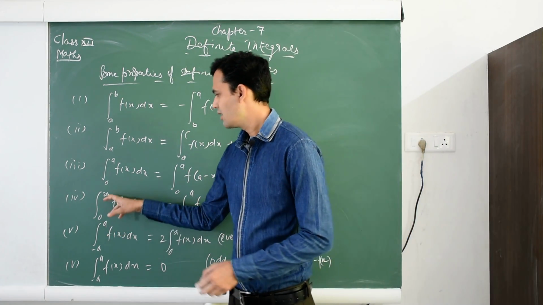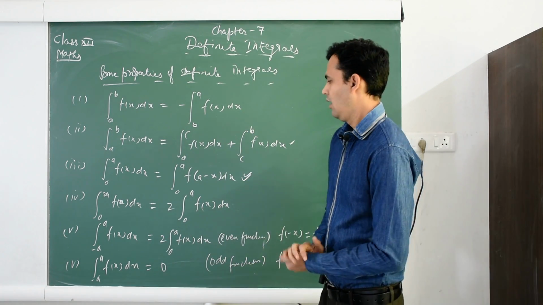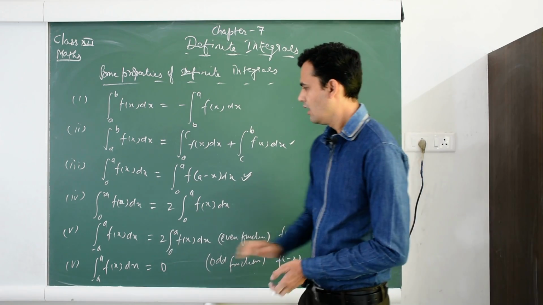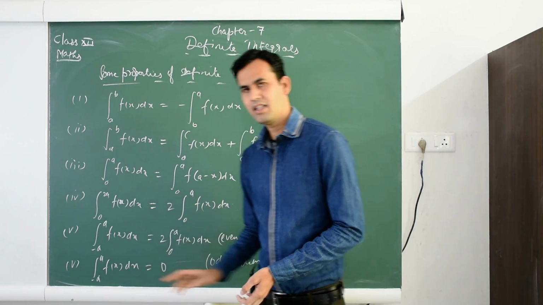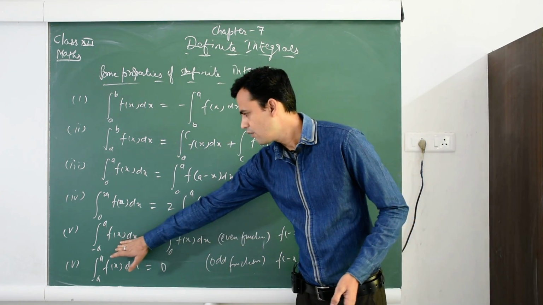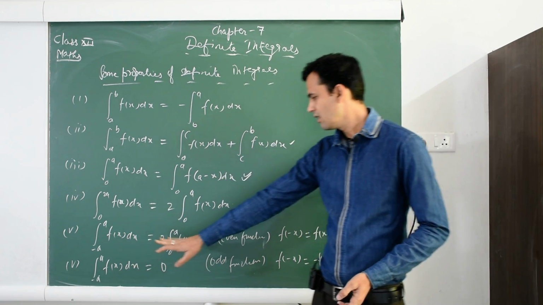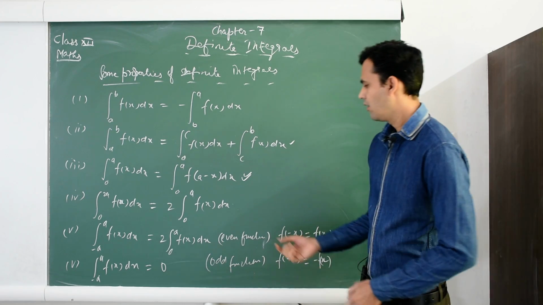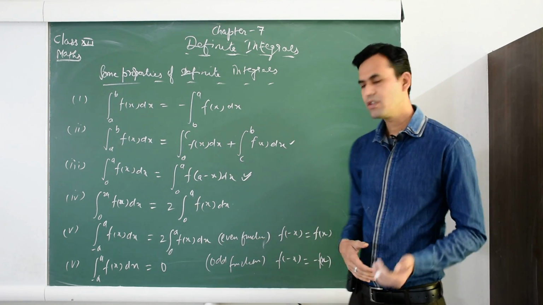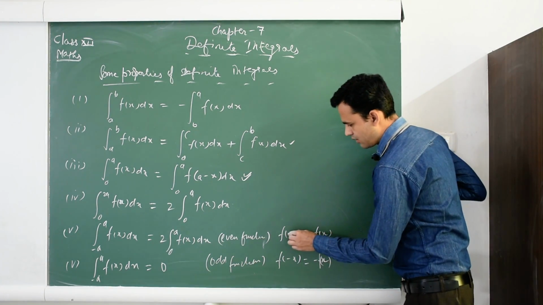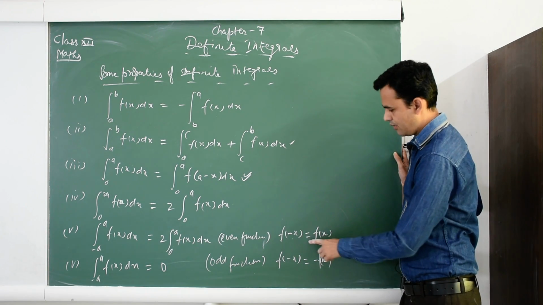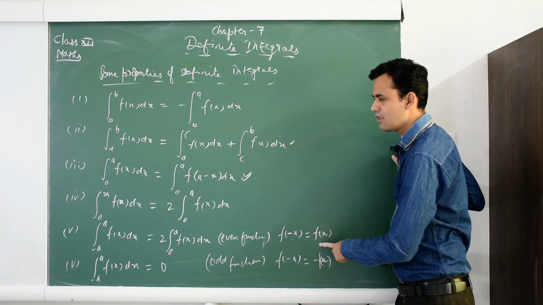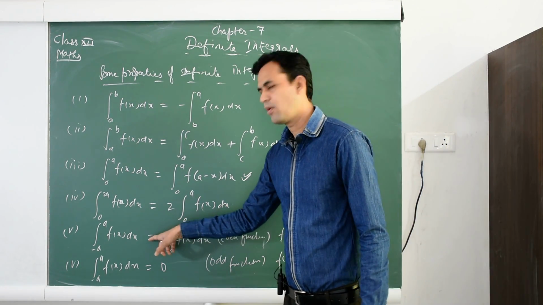Then fourth property is 0 to 2a fx dx equals to 0 to a fx dx. Then minus a to a fx dx, there are two forms of this minus a to a fx dx. First is 0 to a fx dx if the function is even function. Even function means if we write this function in f minus x, then it becomes fx. So in this type of questions we use this property.